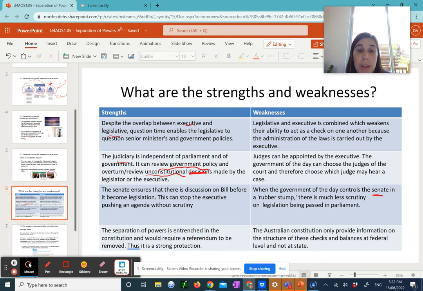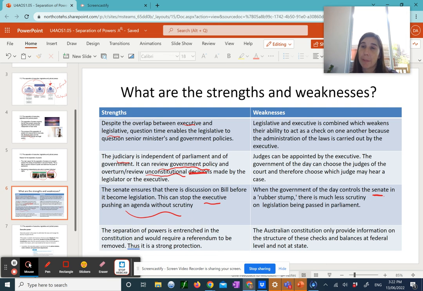Another way that acts as a check on lawmaking is this idea of the Senate being mixed. It means that most bills will have some sort of discussion before they're passed by the legislative, and this can also stop the executive pushing through an agenda without any scrutiny.